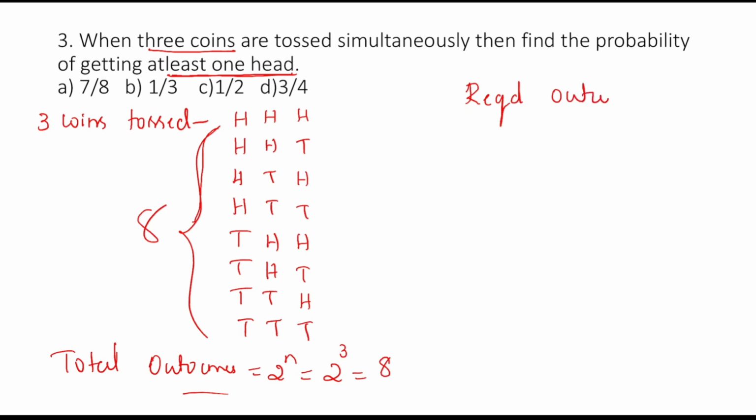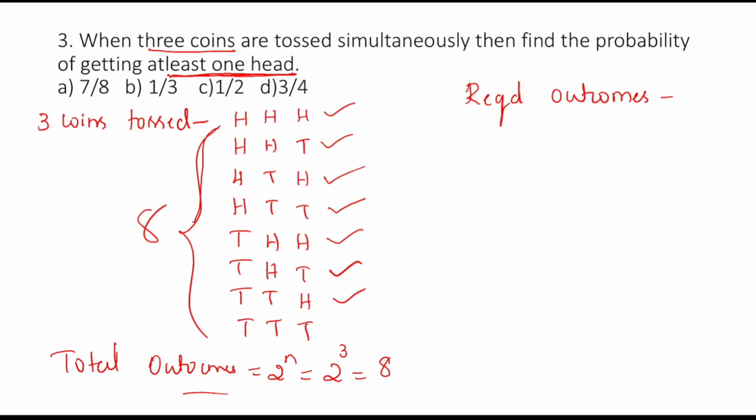So what is our required outcome? At least one head is our required outcome. Okay, at least one head. So 3 heads is fine, 2 heads is fine, here also 2 heads, here 1 head, because at least one is fine. Then 2 heads is fine, 1 head and 1 head. But we don't want 3 tails, because at least 1 head we require. Okay, 3 heads are fine, but 3 tails are not required for us.